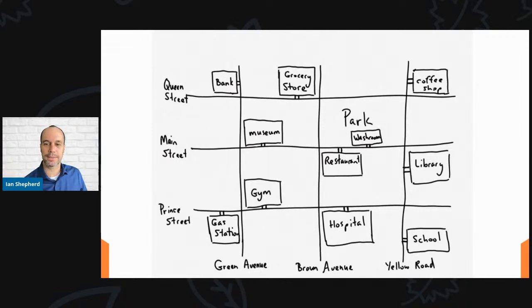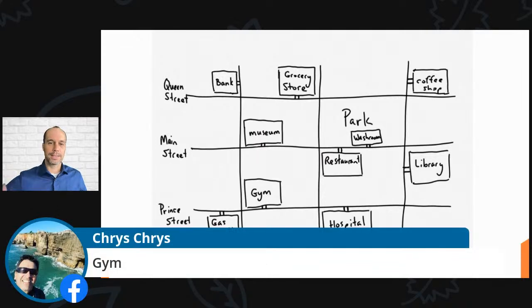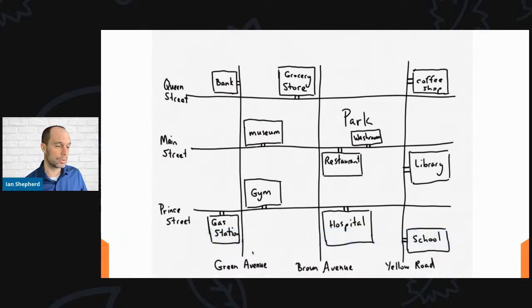Okay, Chris. Chris says, let's start at the gym. That's a great idea. So let's start at the gym. The gym is down here. Okay, so we're at the gym. Here are your directions. Leave the gym and turn left on Prince Street. Go to the end of the block and turn left on Brown Avenue.